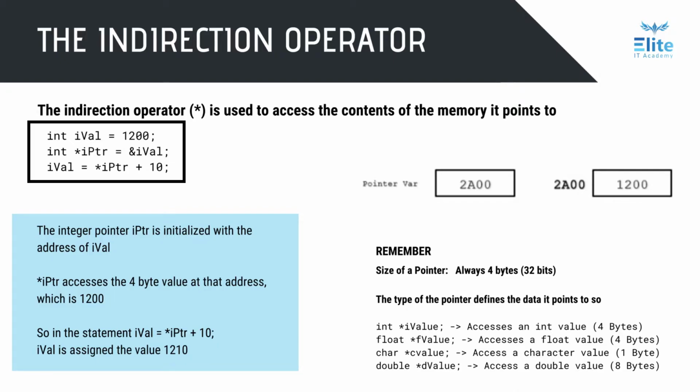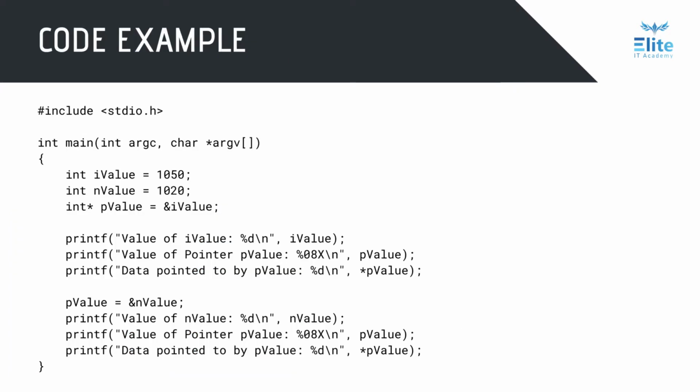So if the variable ival contains a value of 1200 and the int pointer iptr is initialized to point to ival, then the indirection of iptr will give you the value of ival, that is 1200. Let's look at a code example and debug the same.